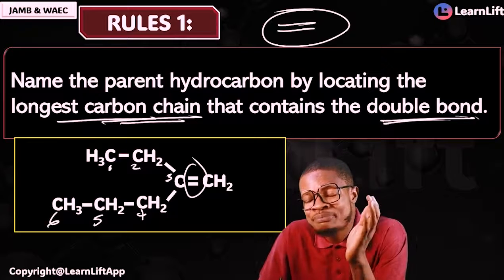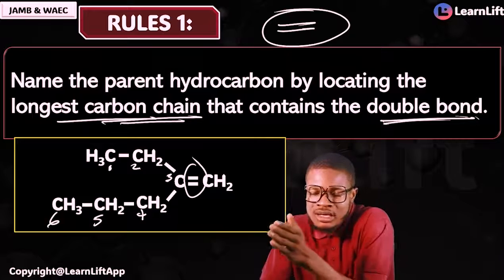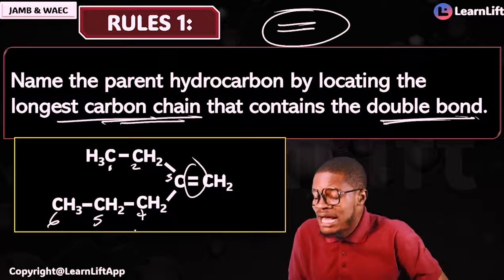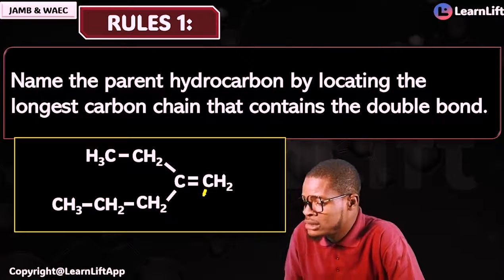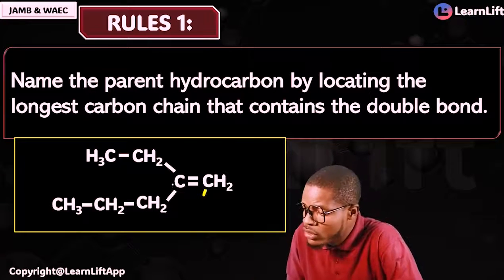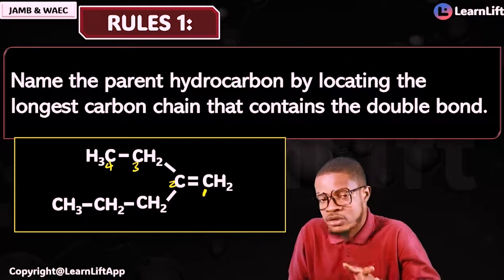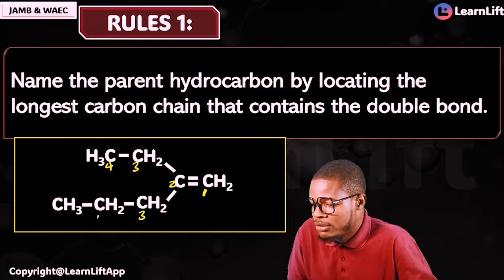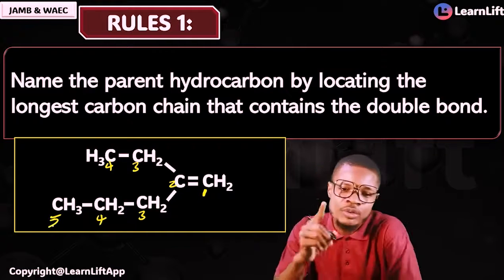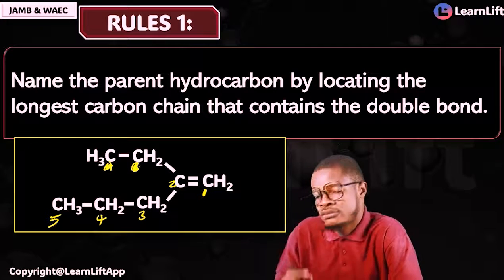You must pay priority to the carbon that carries the double bond. Pay priority to that side. Rather, how do we name it? Let me show you. Here is your carbon 1, here is your carbon 2. If I come this way, carbon 3, carbon 4, I've already exhausted it. But if I come 1, 2, here's carbon 3, here's your carbon 4, here's your carbon 5. Of course, which one do we go for? Carbon 5. So I'm not going to take it the other way.